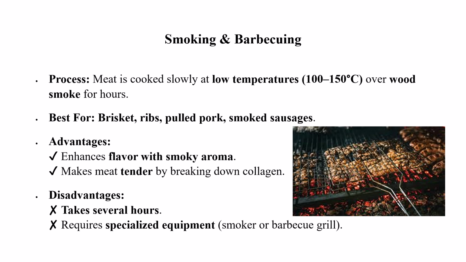Smoking and barbecuing. Meat is cooked slowly at low temperatures, about 100 to 150 degrees Celsius, over wood smoke, ideal for brisket, ribs, and pulled pork. Advantages are enhanced flavor with smoky aroma, and it makes meat tender by breaking down collagen. Disadvantages are it takes several hours and requires specialized equipment.